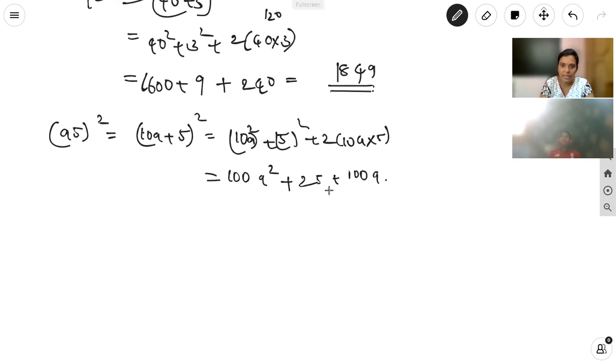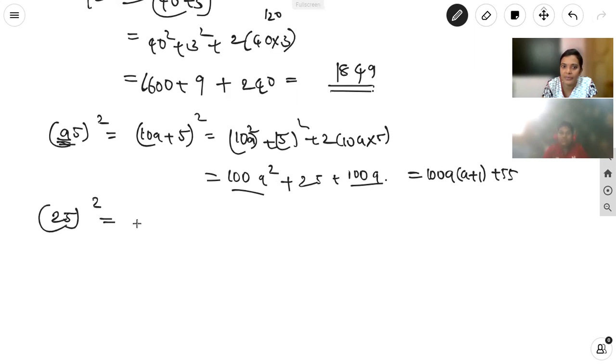Here, taking 100 common, and A is also common. One more thing, A plus 1 and 25 will come. Here, A is the tens place number. Now you can take 25 whole square. It is equal to 100 into 2 into 3 plus 25. 2 3s are 6, so 625. Is it right or wrong? Exactly, it's correct.